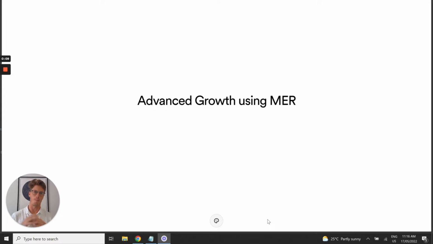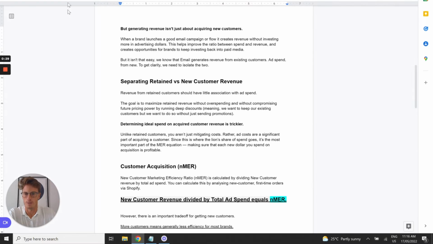In this, we're going to break apart MER into three separate components. We're going to look at new customer MER, we're going to look at blended MER, and then we're going to look at incremental. And we're going to pick apart this and apply it in a way that makes sense in order to help you identify where to grow and how to grow profitably. So let's get into it.